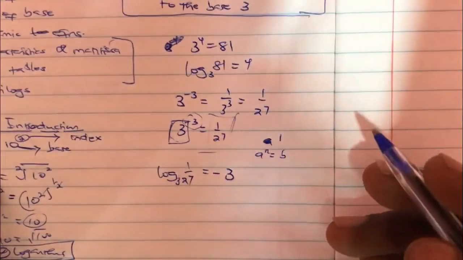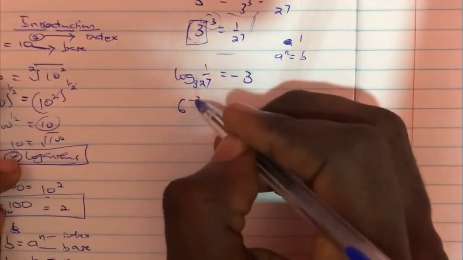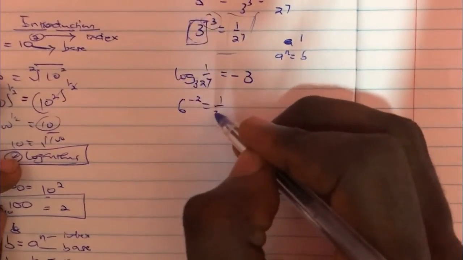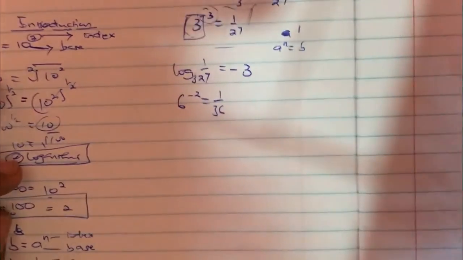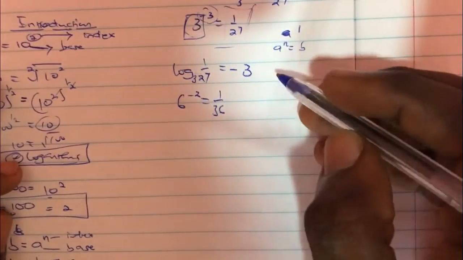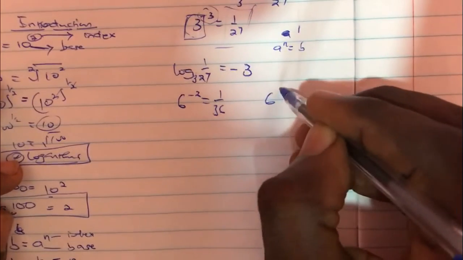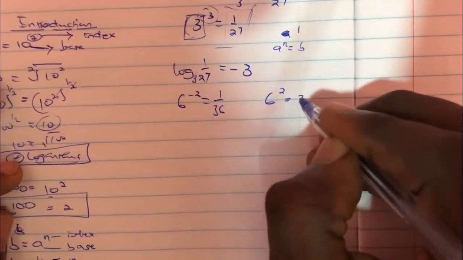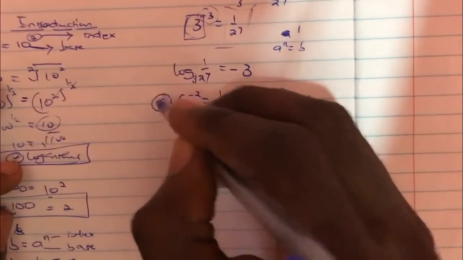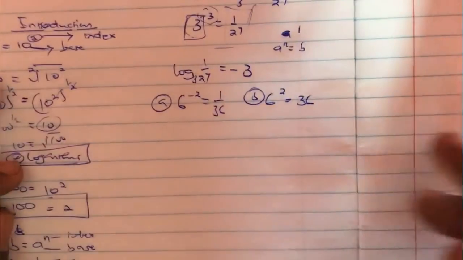Yeah, that's it. So you can try your hands on 6 exponent negative 2 is equal to 1 out of 36. And then 6 exponent 2 is equal to 36. Just try your hands on that.